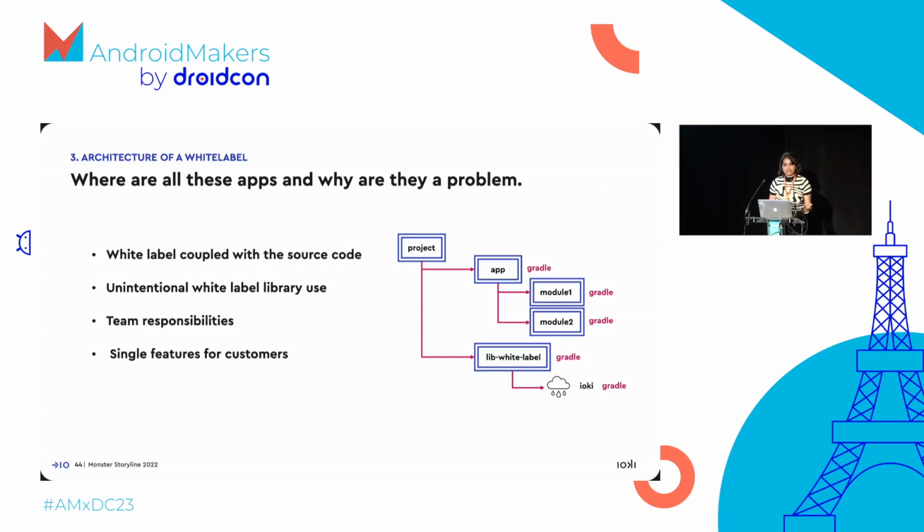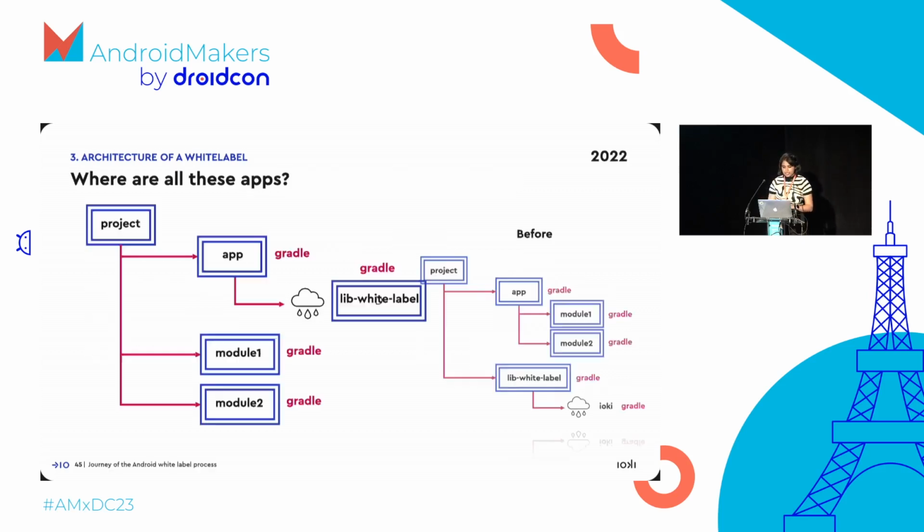And in terms of teams, since we had two separate teams, one that did the white labeling and one that actually worked on the app, it was really hard to separate responsibility. And again, we can't really create those optional dependencies that we talked about. So what did we do next?